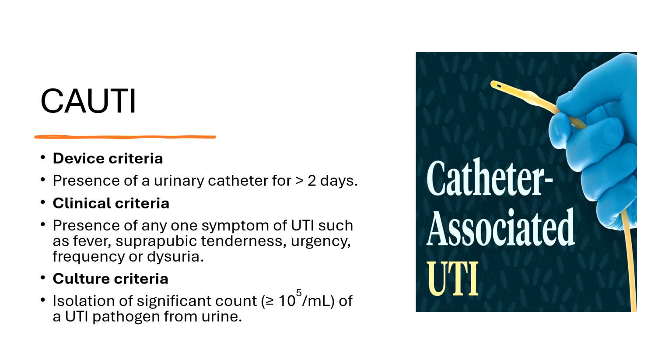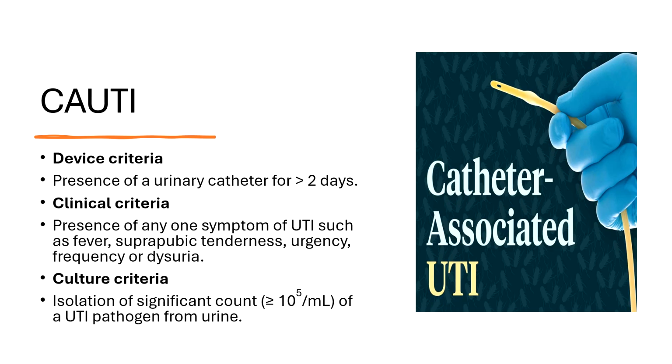For any HAI, one has to remember there should be a device criteria, clinical criteria or culture criteria. Basically it is mainly with the CAUTI and CRBSI. So device criteria, as mentioned in the definition, it should be more than 2 days. So the presence of a device. Here it is a urinary catheter. Clinical criteria. Basically, what are the symptoms of UTI? It's definitely fever, suprapubic tenderness, urgency, frequency or dysuria. So presence of any one of these should be there. That comes in your clinical criteria.